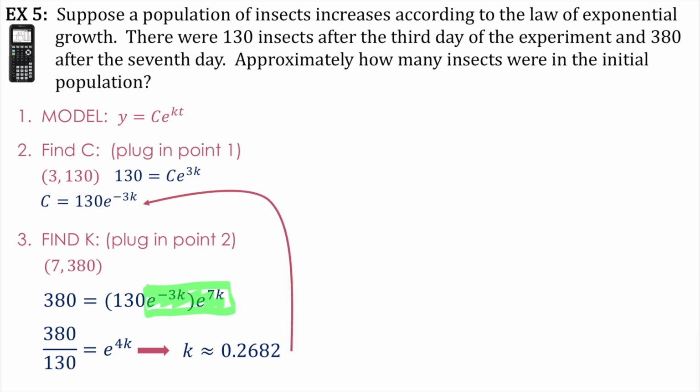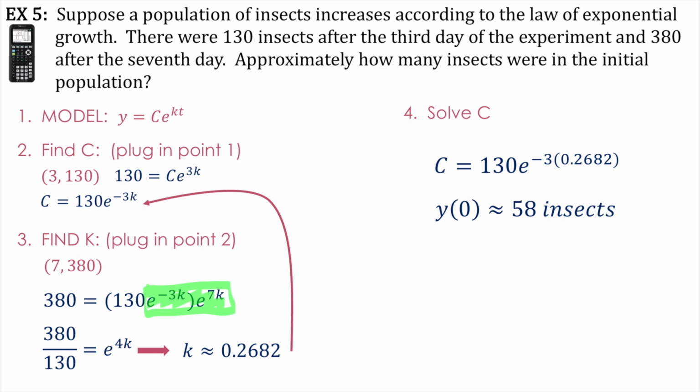Now we can plug that back in to figure out actually what C is. So C equals 130 times e to the -3 times our k. And so it's about 58 insects initially.